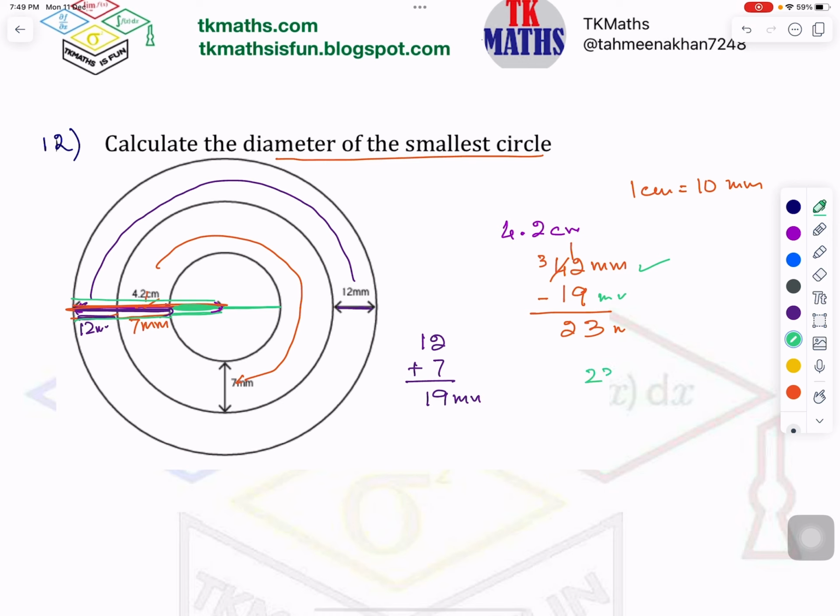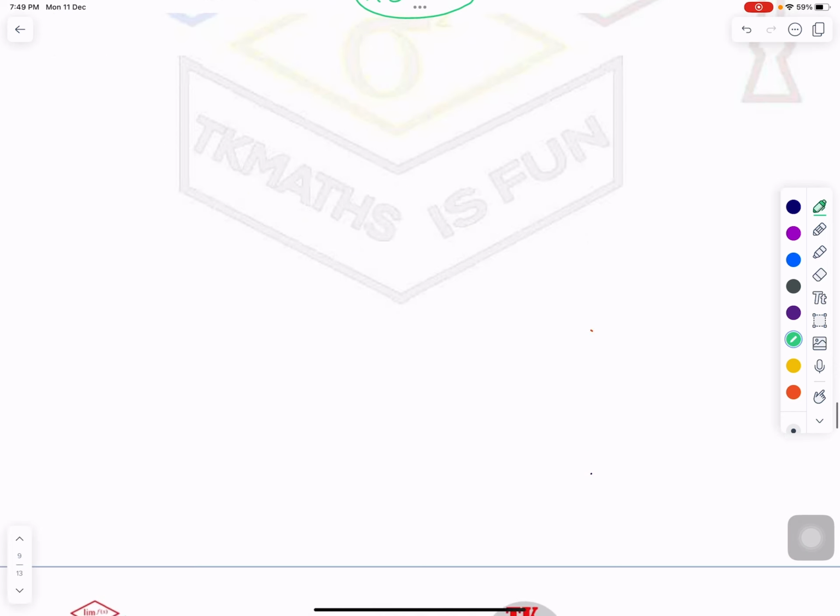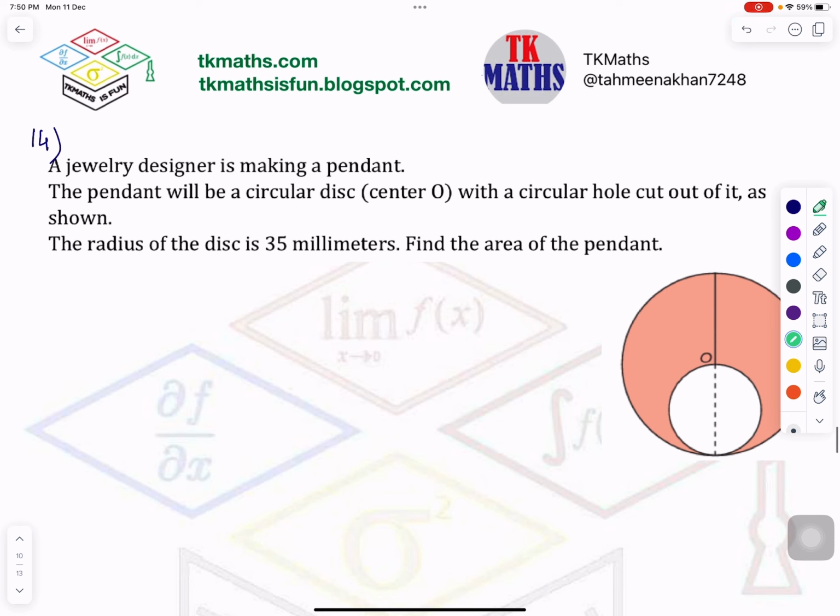Now this 23 I will double because the question is saying find the diameter. So it is 46 millimeter. So that's why this question, which looks difficult, is actually simply a subtraction question, nothing else, and then diameter is double of radius. Simple as that. Now this question, look at this.